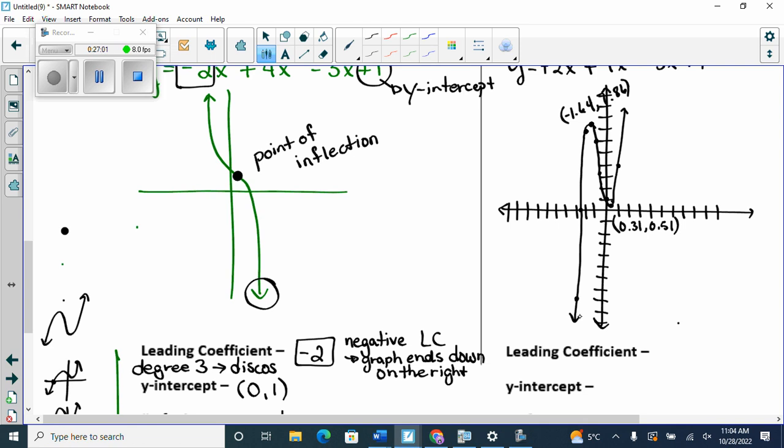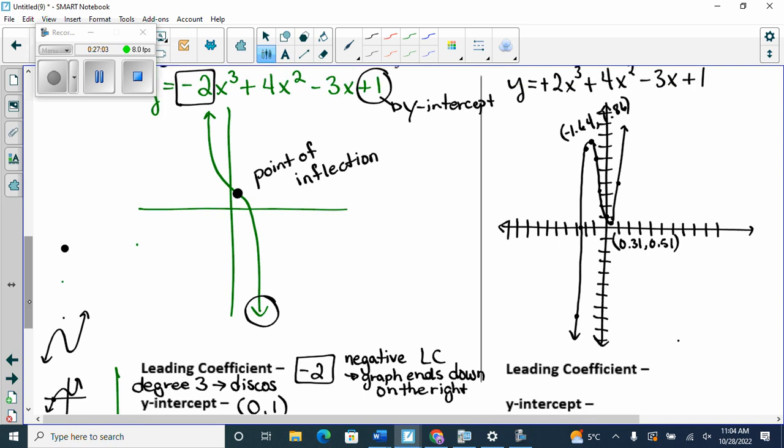What is the leading coefficient of this graph? What's the number that leads it? 2, positive 2. Do we see that? Positive 2.